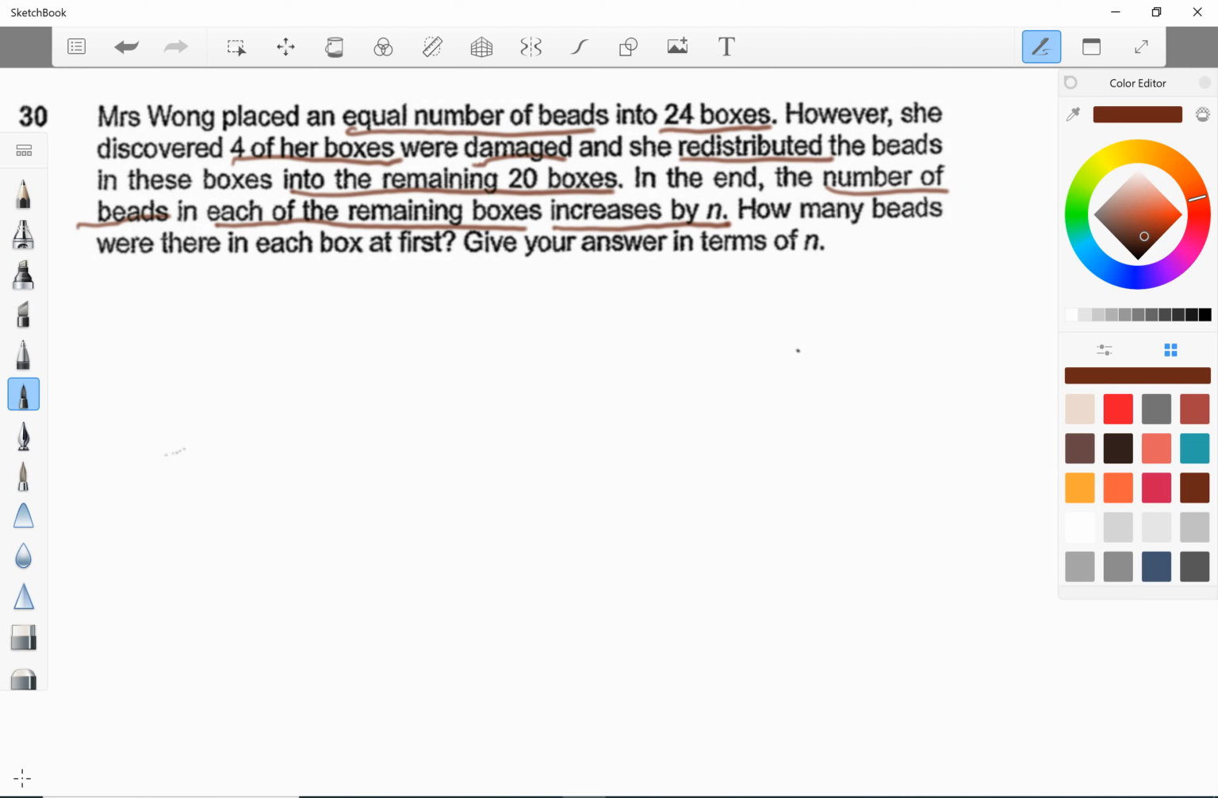So the question is asking us how many bits were there in each box at first. So this is the actual question. Bits in each box at first, and they want the answer in terms of n. So we were not given much information except for all this, and how should we proceed? So we understand that the number of boxes at first is 24. So given that 4 of the boxes were damaged, the remaining boxes has got to be 20.